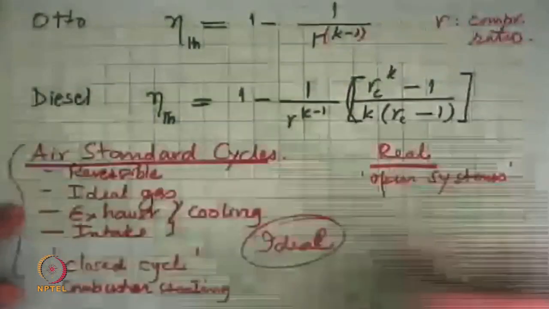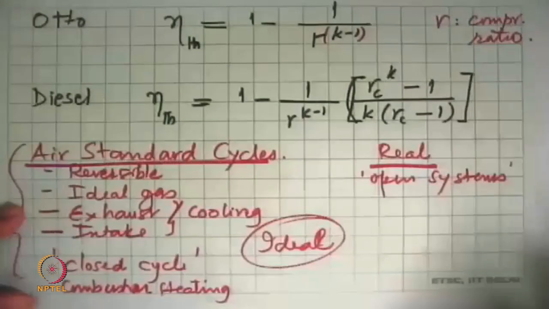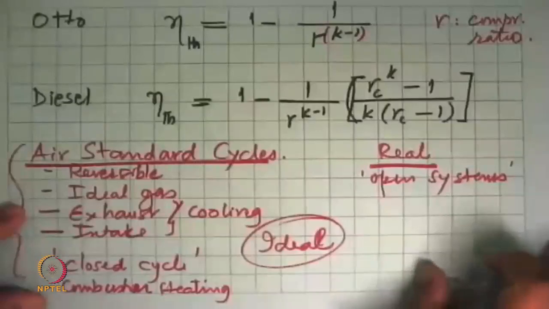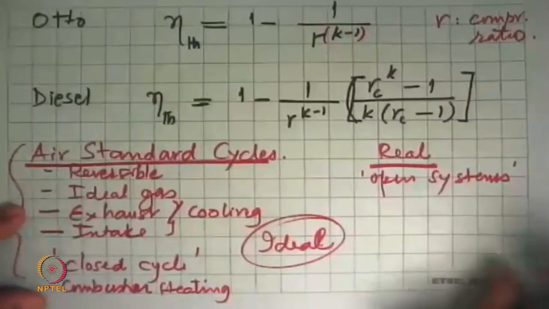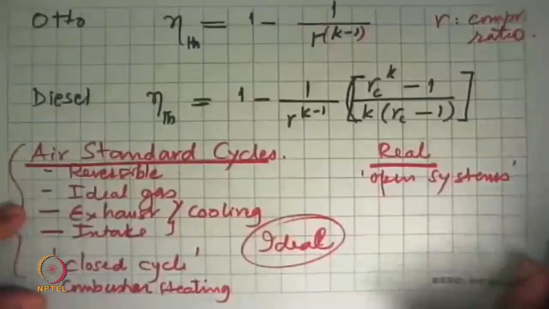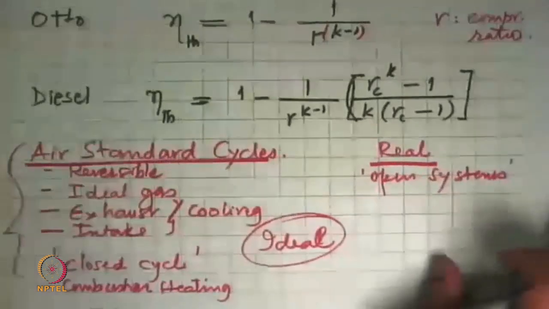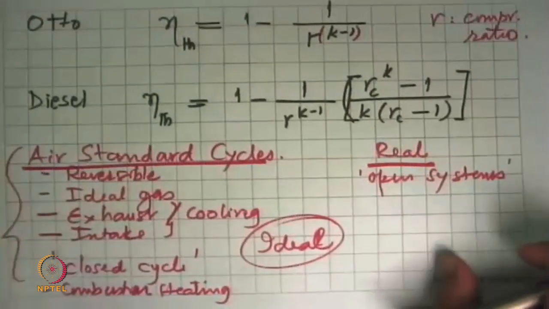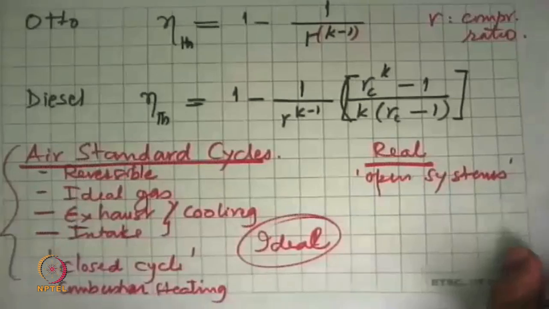As R gets higher and higher, the thermal efficiency doesn't increase that much. The benefit of pressure is getting lost.